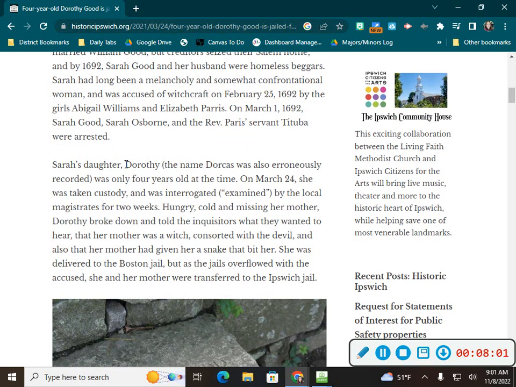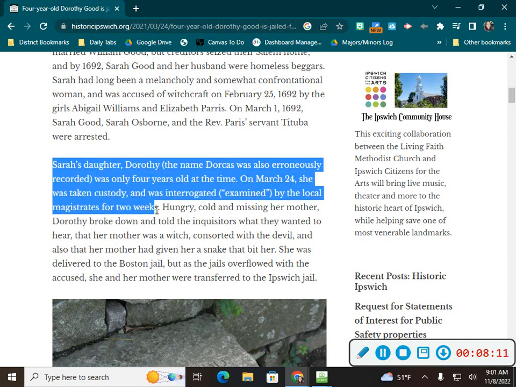Does that answer our question? Why does it not answer our question? Well, it does in a roundabout way because it says that she was interrogated. If she wasn't accused, she wouldn't be interrogated. Okay? I'm just waiting for you guys to pay attention to me and not each other.